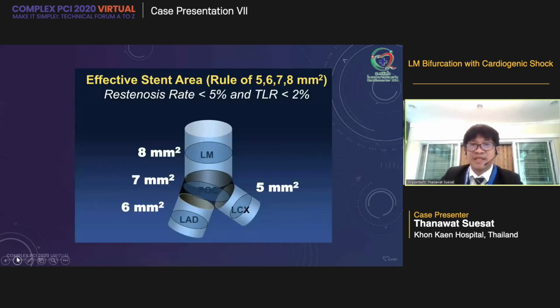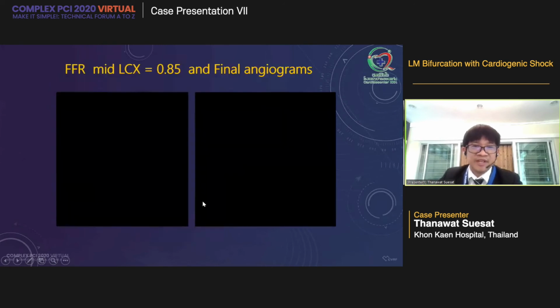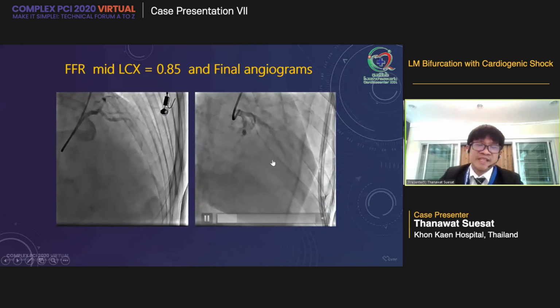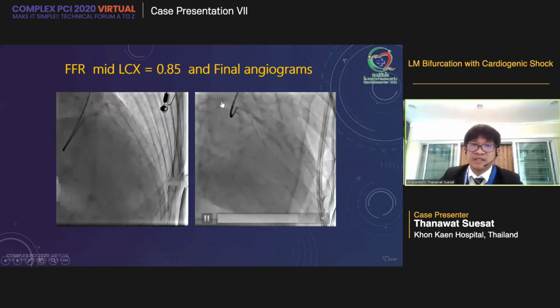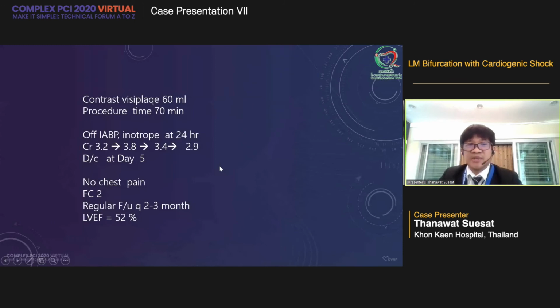I use the rule of 5, 6, 7, 8 for the left main stent. This is the result. I think it's pretty good, achieving good luminal areas for the LAD, circumflex and left main, with good apposition. The FFR of the mid circumflex disease was 0.85, so we decided to treat with medical treatment. The patient was discharged after day 5, has no chest pain again, and functional improvement.